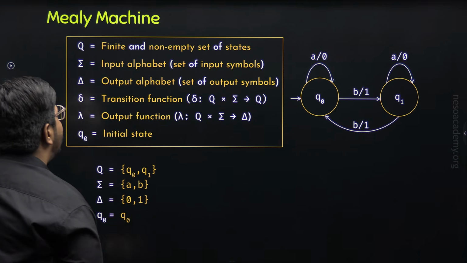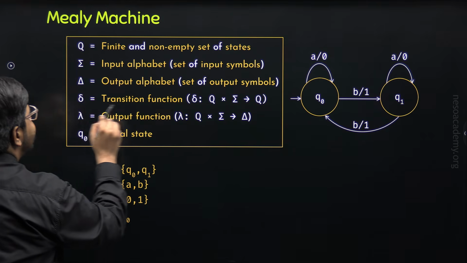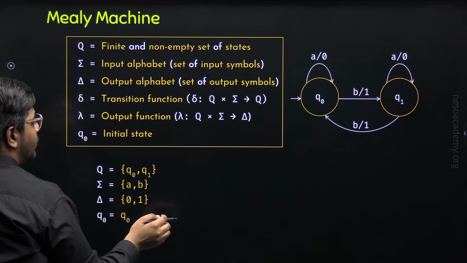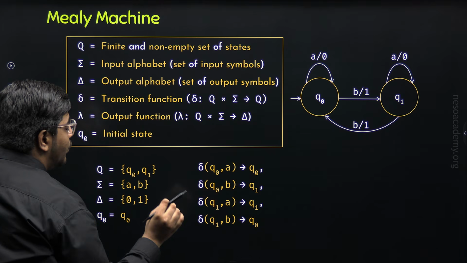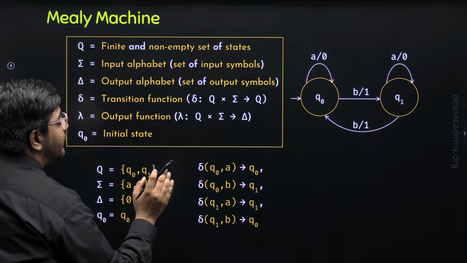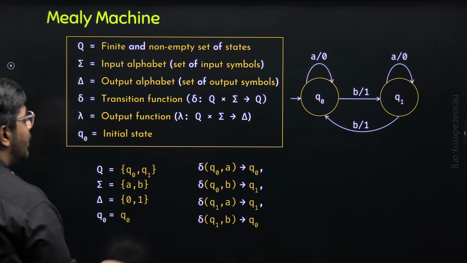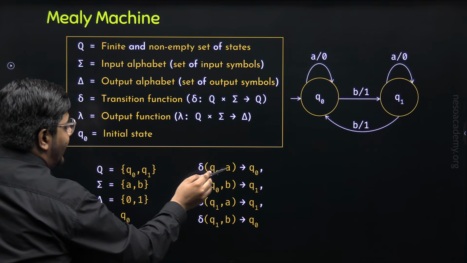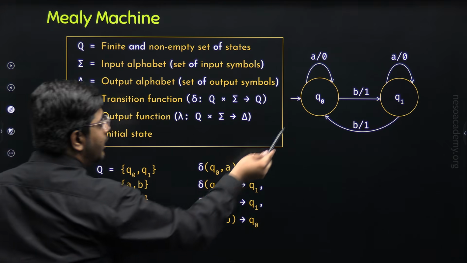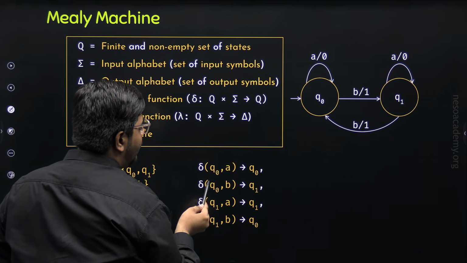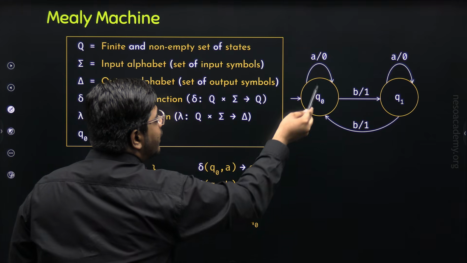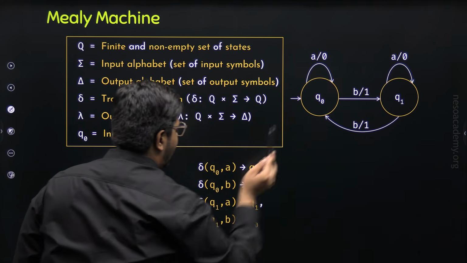Now let's find out the values of the transition function. These are the values of the transition function, which is basically the set of different transition rules. So delta of Q0 comma A is giving us Q0. Q0 on A is giving us Q0. Q0 on B is giving us Q1.